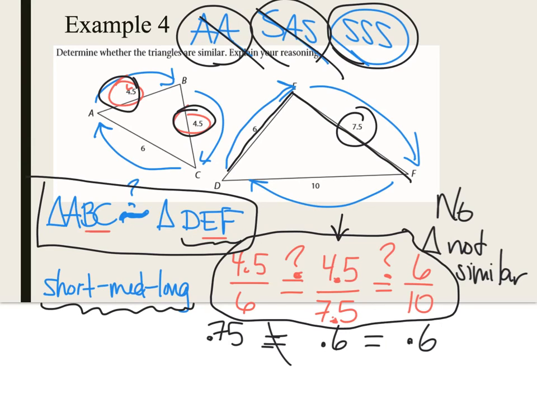This is the time not to do necessarily cross products. You certainly can, but you would have to check them with all possible matches. To me, it's easier to do the division. 4.5 divided by 6, 4.5 divided by 7.5, and 6 divided by 10. When you do that division on your calculator, these are the decimal values you get: 0.75, 0.6, and 0.6. Turns out these two are equal, these two are not. So this right here is enough to say no, the triangles are not similar because we did not have it by side, side, side.